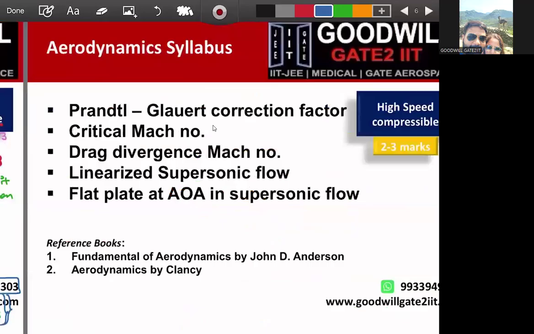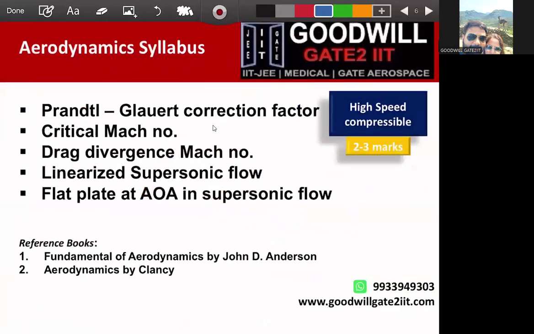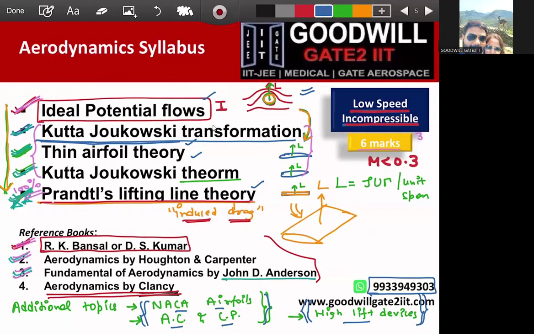Now what we will do is we'll try to increase our speed. So I told you this is done typically with a Mach number of 0.3 where you are talking about the incompressible zone.